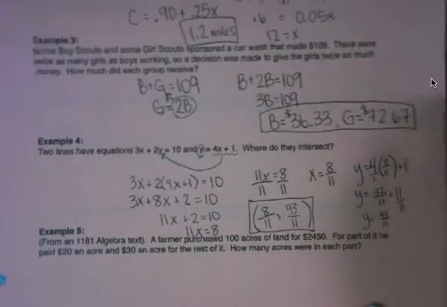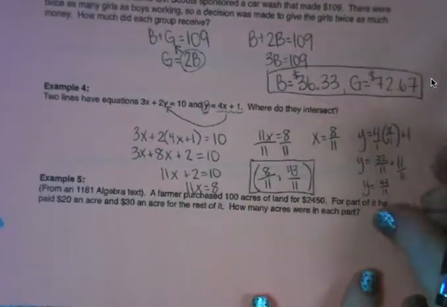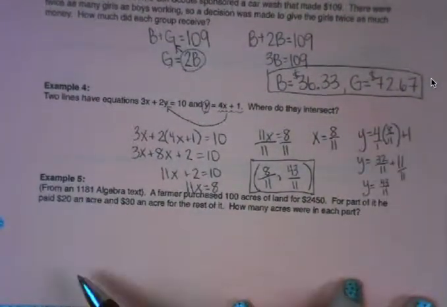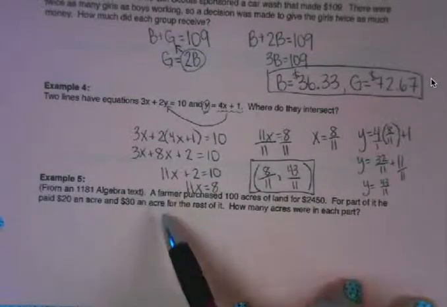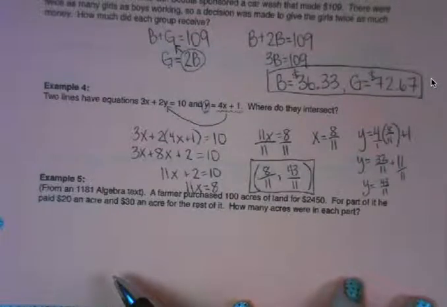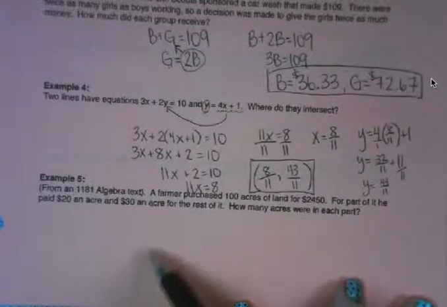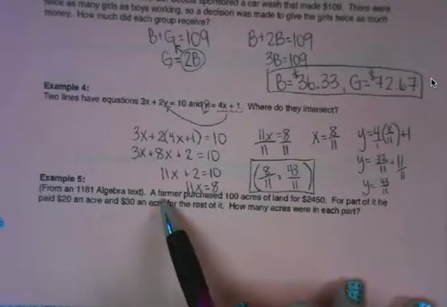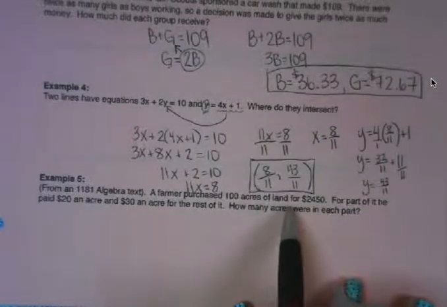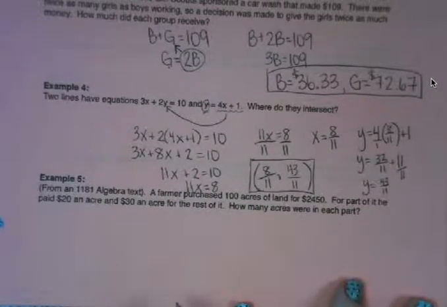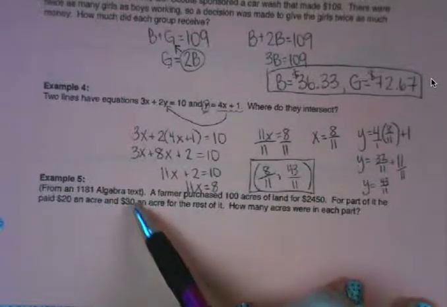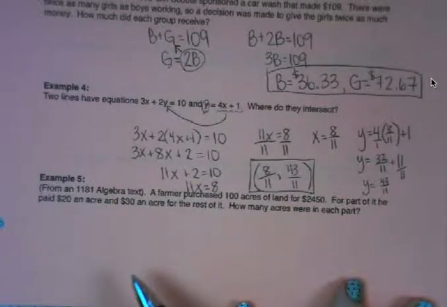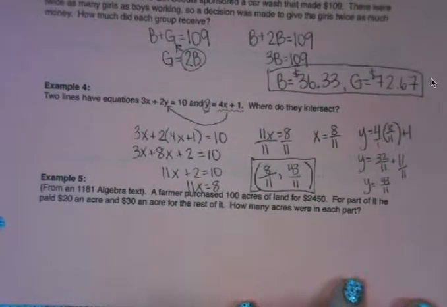Okay, one last story problem that we have to write an equation for. This is from an 1181 algebra text. I think I have that date right. So the problem is still good, but the information is clearly outdated. A farmer purchased 100 acres of land for $2,450. For part of it, he paid $20 an acre and $30 an acre for the rest of it. How many acres were in each part?